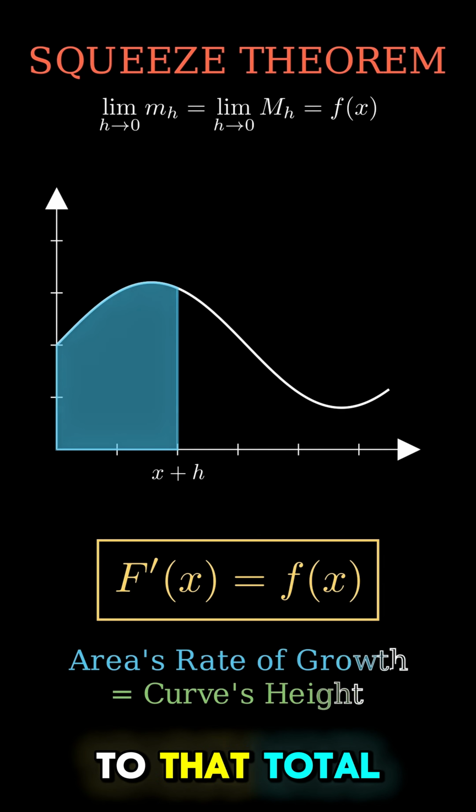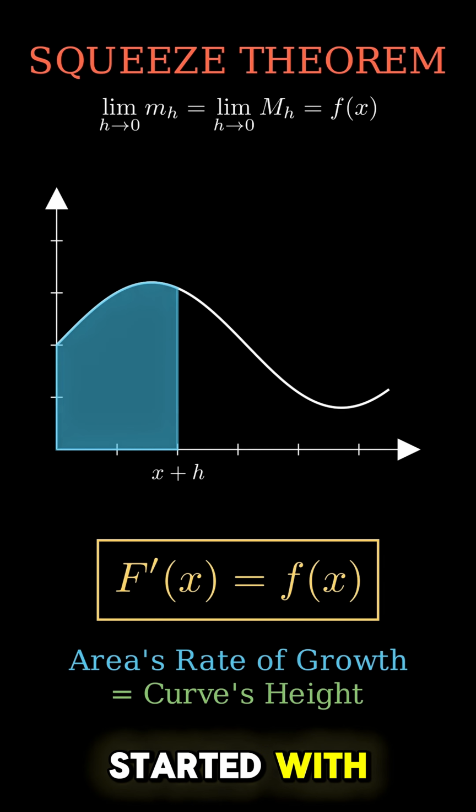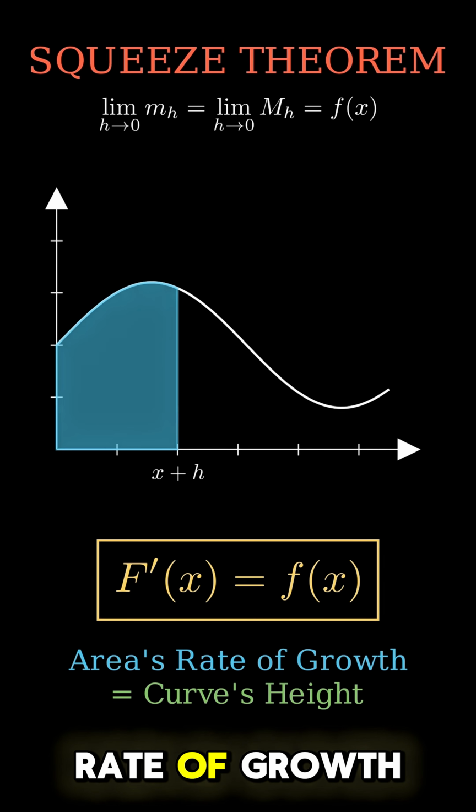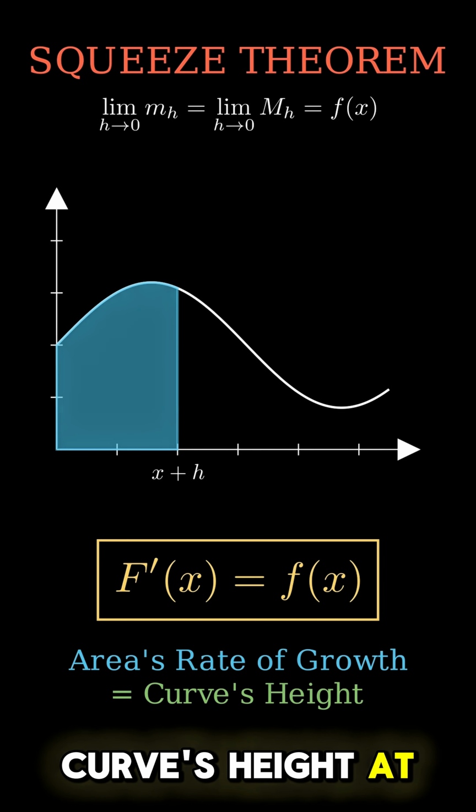So what happens to that total accumulating area we started with? Its exact mathematical rate of growth perfectly matches the curve's height at every single point.